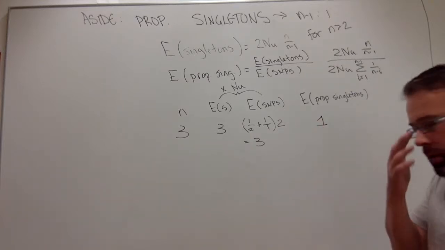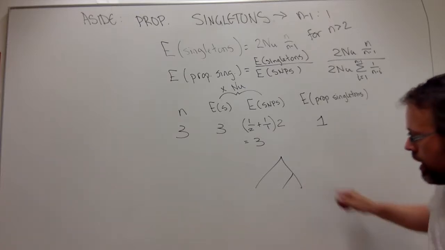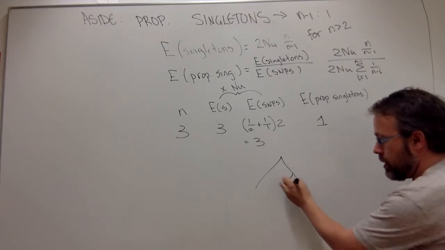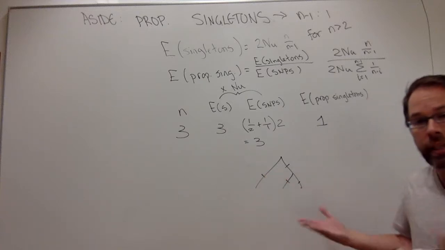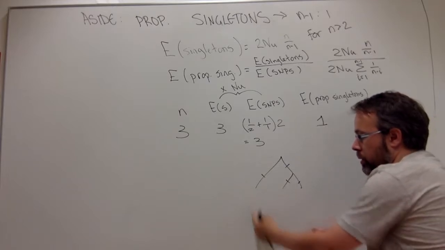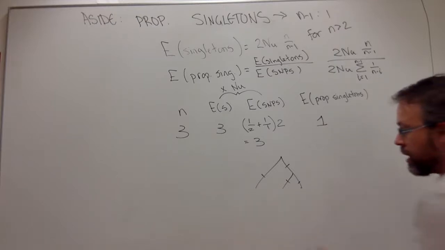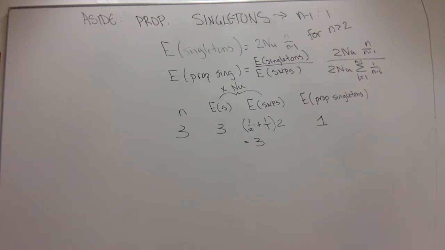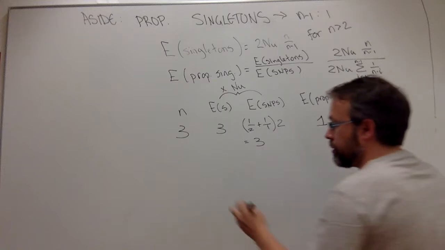So does this make sense? Well, if we think about a 3 individual tree, mutations that occur on this branch give singletons, mutations that occur on this branch give singletons, and mutations that occur on this branch give singletons. So we expect everything to be a singleton. Either these two are different from this one, or these two are different from this one, or these two are different from this one. So that makes sense. For a sample of size 3, we expect all of our SNPs to be singletons.